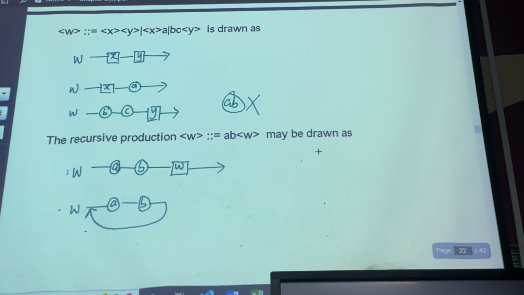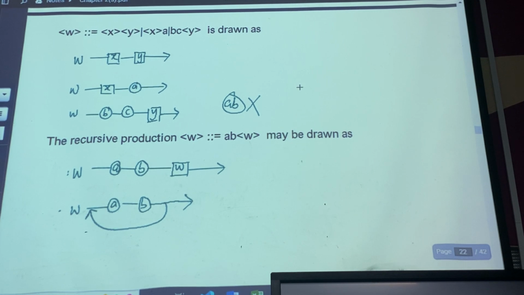Okay. So this is another way to draw A, B, W, and it is a loop. It will keep on repeating. But if you draw this one, draw a line out, then this is wrong. Because you don't have the W. If you draw the first one, the W, after that you go out.